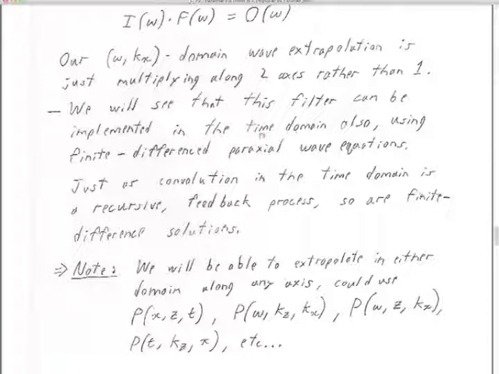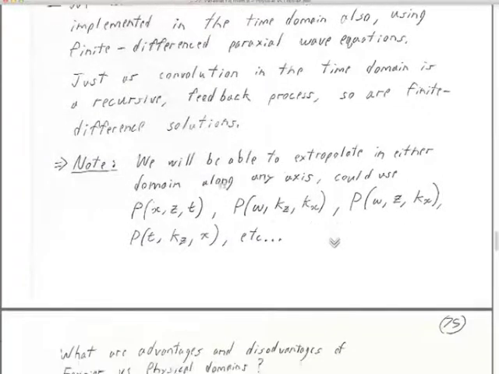Our method, the actual mechanics of it, is going to be using finite difference paraxial wave equations. Just as convolution in the time domain is a recursive feedback process, and you've seen the recursion, so are finite difference solutions. The output at one level is dependent on the output at the previous level. And the same thing can be done with convolution.